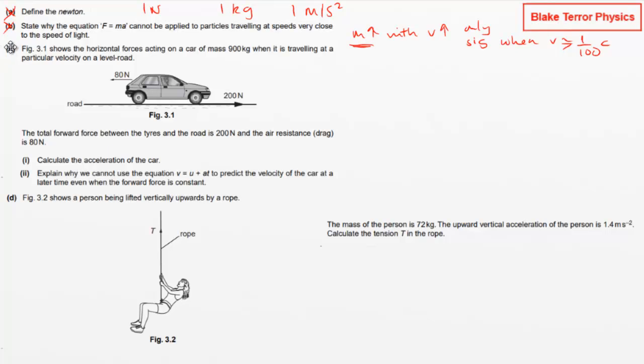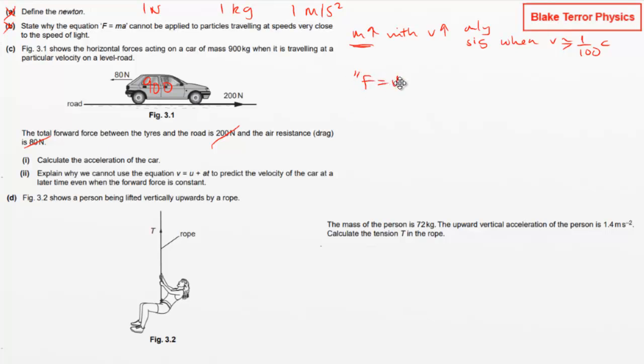Right, in C, we've got figure 3.1 shows the horizontal forces acting on a car, mass 900 kilograms, so they haven't got that on there, traveling at a particular velocity on a level road. The total forward force is that, yep, and drag is that. Calculate the acceleration on the car.